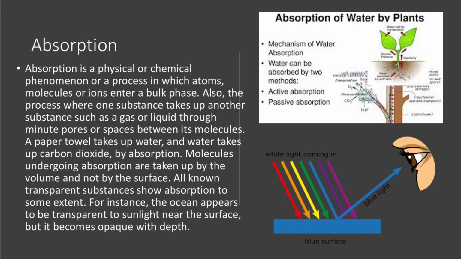Molecules undergoing absorption are taken up by the volume and not by the surface. All known transparent substances show absorption to some extent. For instance, the ocean appears to be transparent to sunlight near the surface, but becomes opaque with depth.